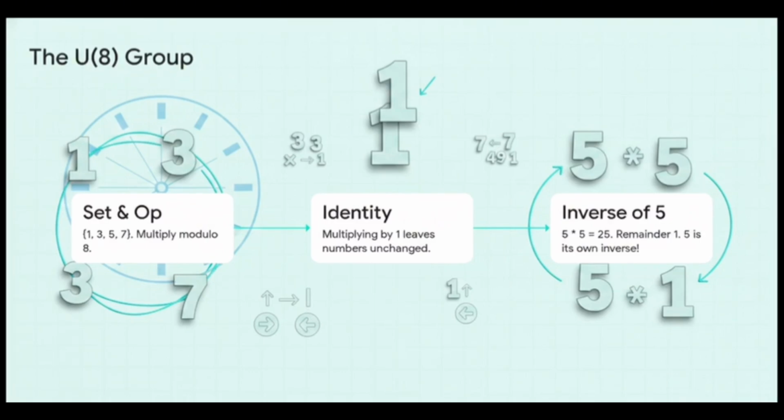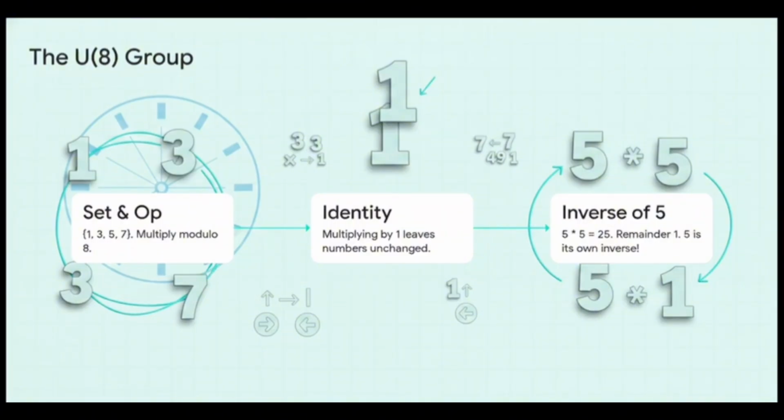Now, let's find the inverse of 5. If we multiply 5 by 5, we get 25. Divide 25 by 8, you get 3, with a remainder of 1. Since 1 is our identity, multiplying 5 by 5 brings us right back to the start. So the crucial point is that in this specific group, 5 is its own inverse.